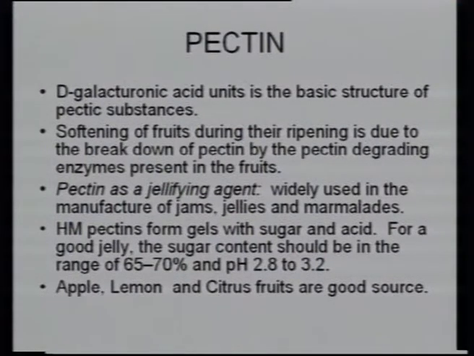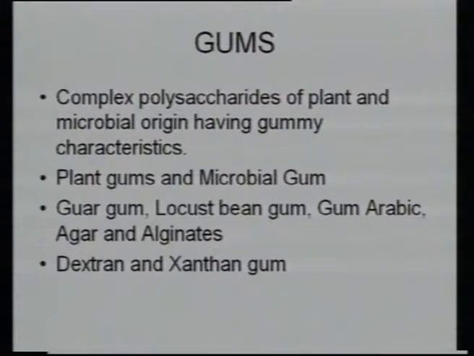Now for a good jelly, there should be a good composition of the sugar content and pH, and the amount of pectin is also required. What are the sources? Apple, lemon and citrus fruits are good sources. That's why whenever jams are prepared, apple or papaya, which are good sources of pectin, should always be added. So this is about the importance of pectin.